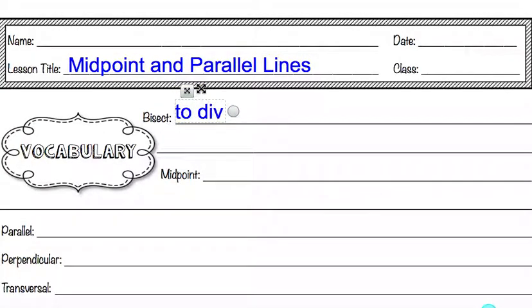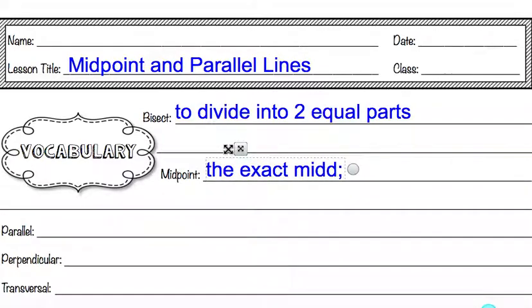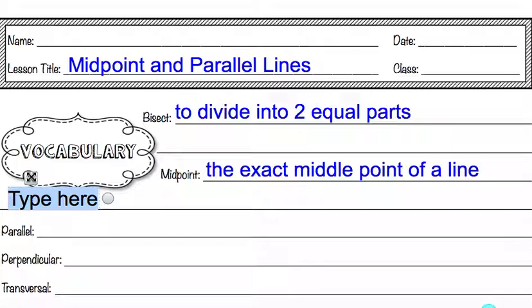Bisect means to divide into two equal parts. So you can bisect an angle, you can bisect a line segment. That just means that the two parts will be congruent to each other. A midpoint is the exact middle point of a line segment. So when you bisect a line segment, you are creating a midpoint.